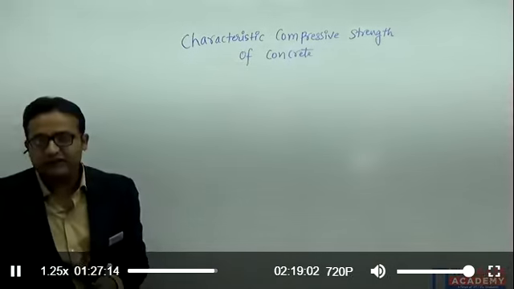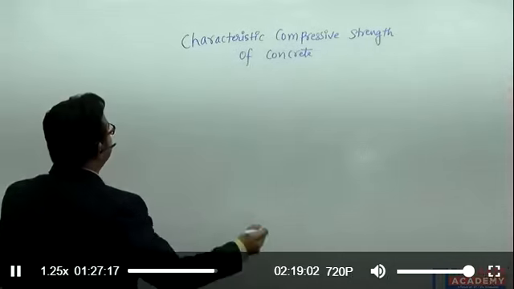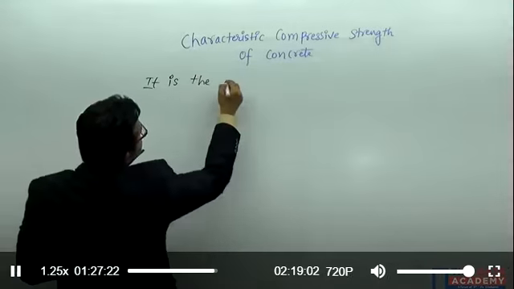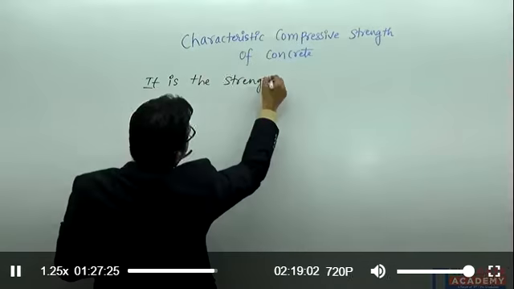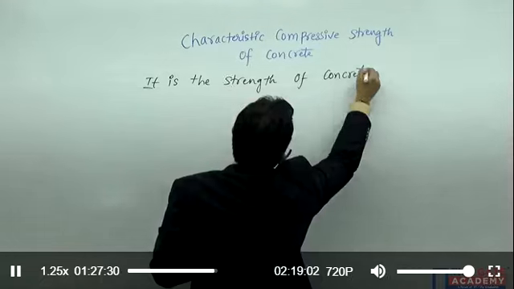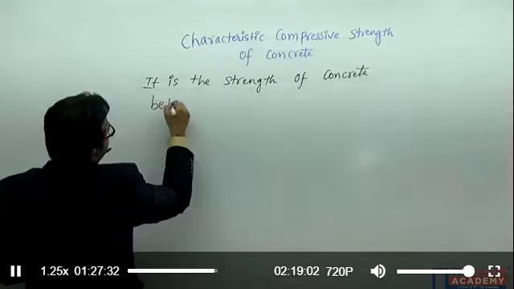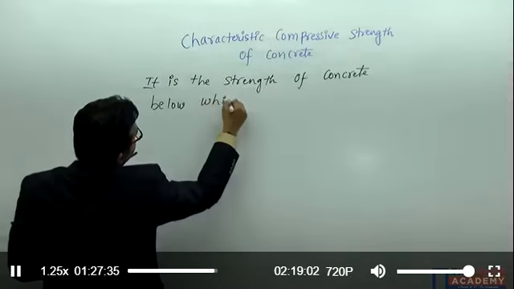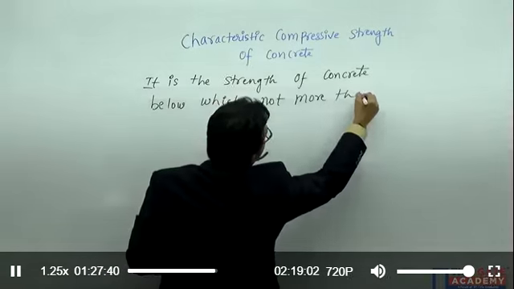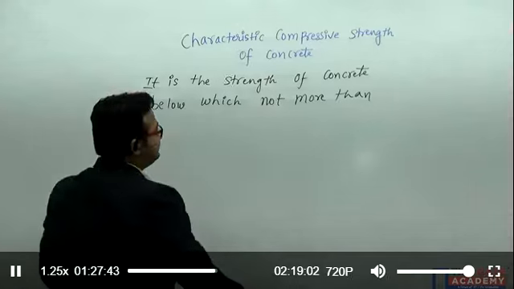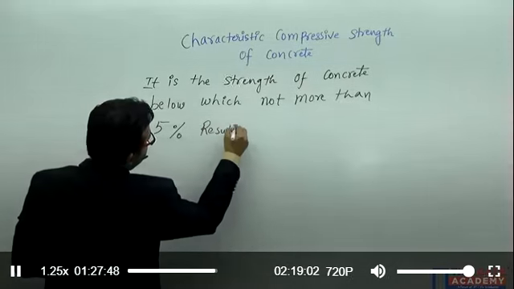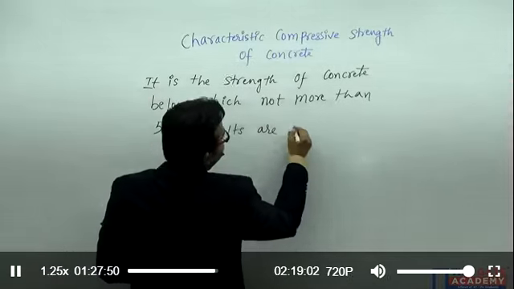So write down the definition of the characteristic compressive strength of concrete. It is the strength of concrete below which not more than 5% results are expected to fall.